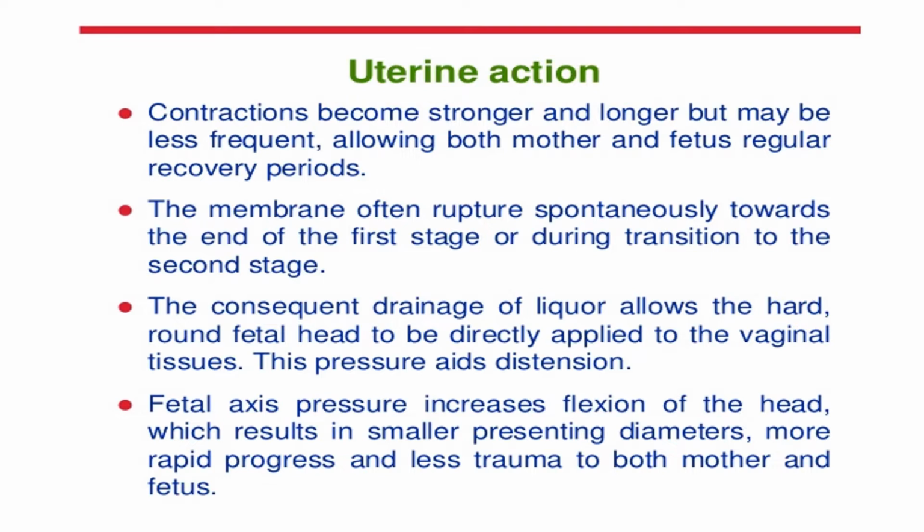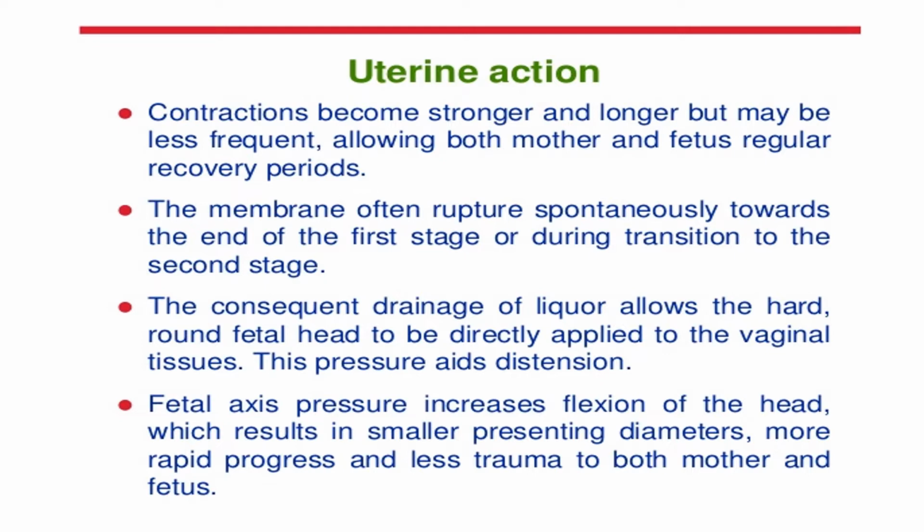The uterine contractions will become stronger and longer, but in between there will be a regular interval, and during this interval the fetus and the mother will get a recovery or relaxation period. Usually by the end of the first stage or in the beginning of the second stage, the membranes, that is amnion and chorion, will rupture and the amniotic fluid will start to leak. The continuous drainage of the amniotic fluid will be there.